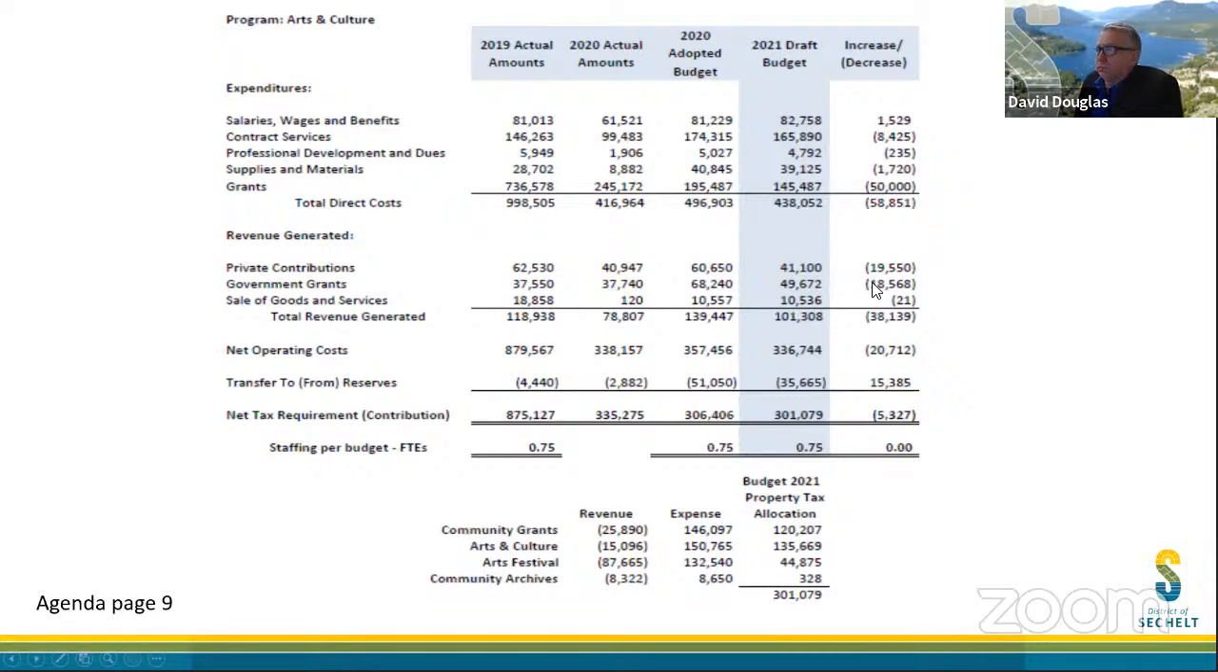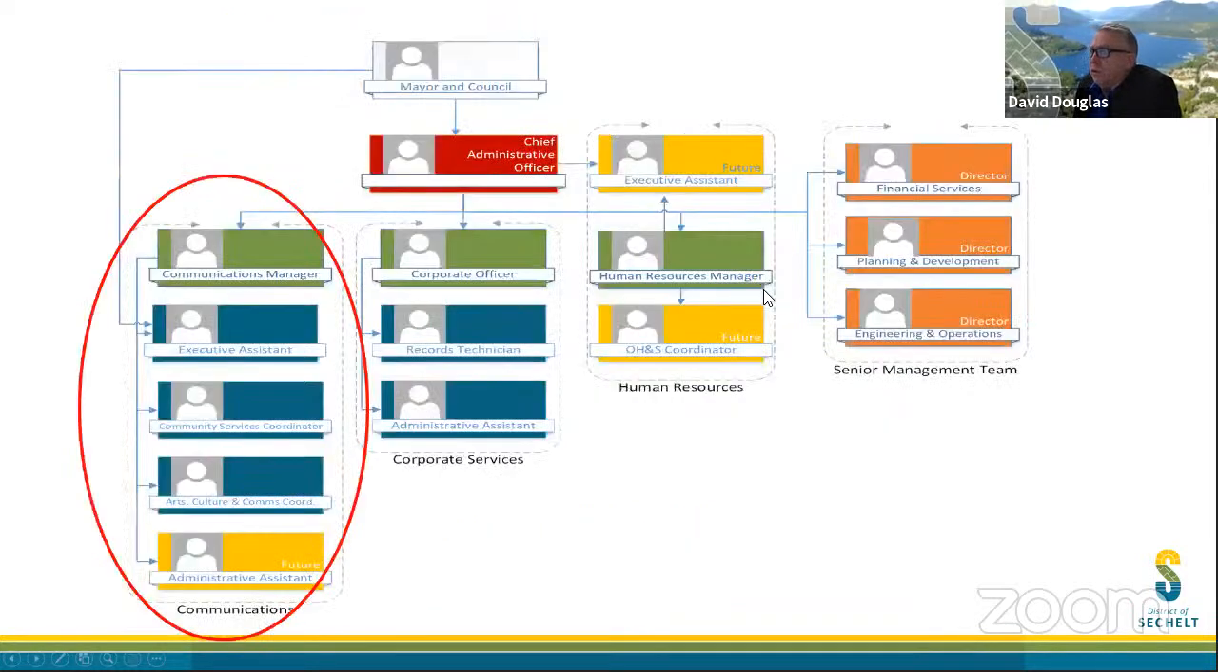Arts and culture, just a little bit of shifting within the budget here. You'll see there's a $50,000 decrease in grants, and that was because last year council approved a $50,000 COVID relief grant for the community, and so that has then been taken out for this year. So that's the reduction there. And communications department has asked for an administrative assistant just to help with the added workload in that department.